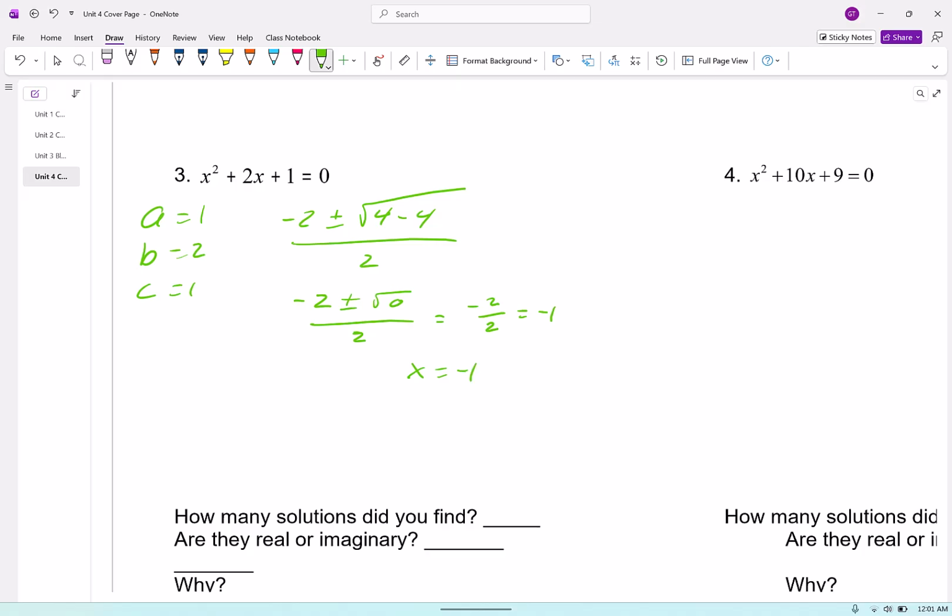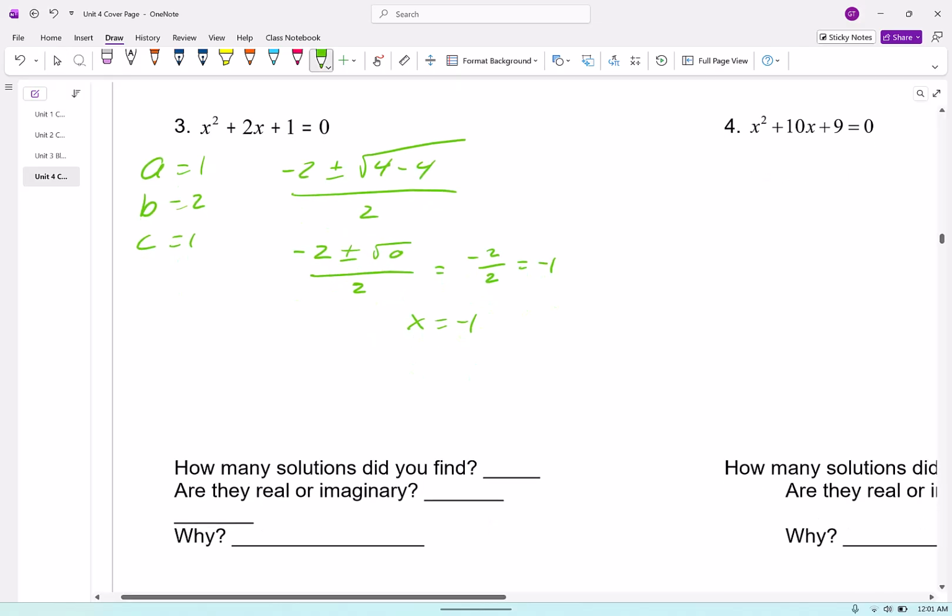x equals -1. So how many solutions did we get? 1. Is it real? Sure is. Why? Because underneath the radical was 0. Okay.